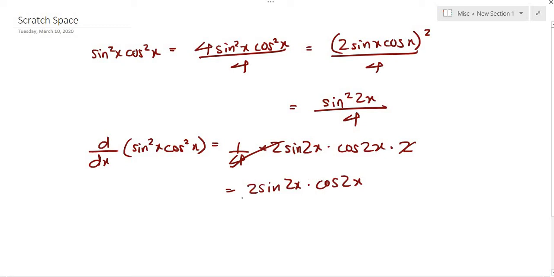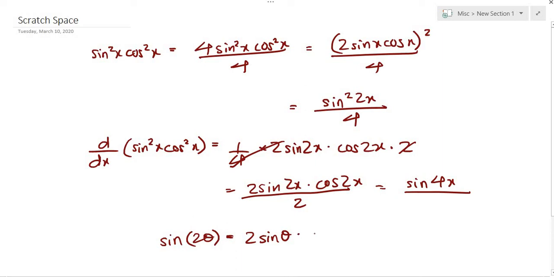Well, why don't we multiply and divide by 2 again? Now look at the numerator. What's 2 times sine of 2x times cosine of 2x? It's nothing but sine of 2 times 2x, so sine of 4x. I'm just using the double angle formula of the sines. So when we have, say, sine of 2 theta, this is nothing but 2 times sine of theta times cosine of theta. So in our case, instead of theta, we had 2x. So 2 times 2x is 4x. So our derivative basically is sine of 4x divided by 2. Let's remember this and use it in our integration by parts formula.